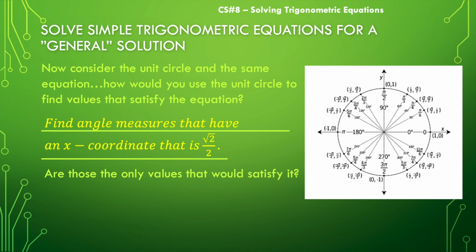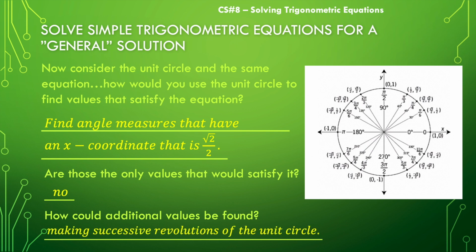But are those the only values that would satisfy it? Of course the answer is no, because I could keep going around the unit circle. If I know I've got a solution here at pi over 4, what happens if I come around and add 2 pi to that? I'm still going to have an x coordinate of square root of 2 over 2. So I can add successive revolutions of the unit circle to find every possible solution to that equation.